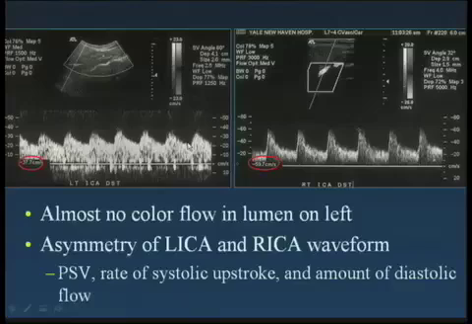There's rounding of this peak. The systolic upstroke is not right, is not sharp, and there's much decreased diastolic flow. So there's asymmetry in the waveform as well as asymmetry in the grayscale and color flow image. And in fact, this patient had a very tight stenosis proximally.